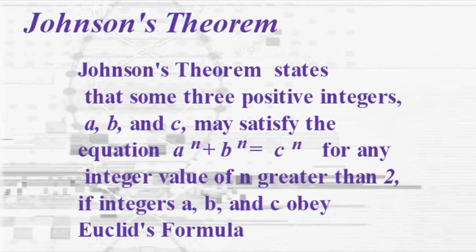Some three positive integers, a, b, and c, may satisfy the equation a to the n plus b to the n equals c to the n for any positive integer value of n greater than 2 if integers a, b, and c obey Euclid's formula.